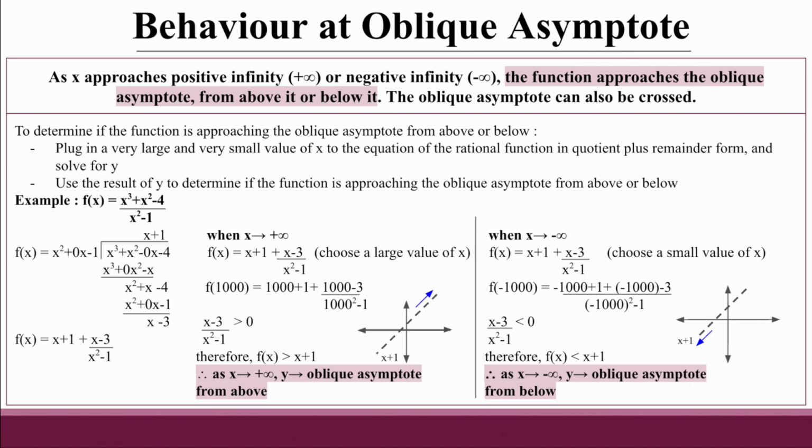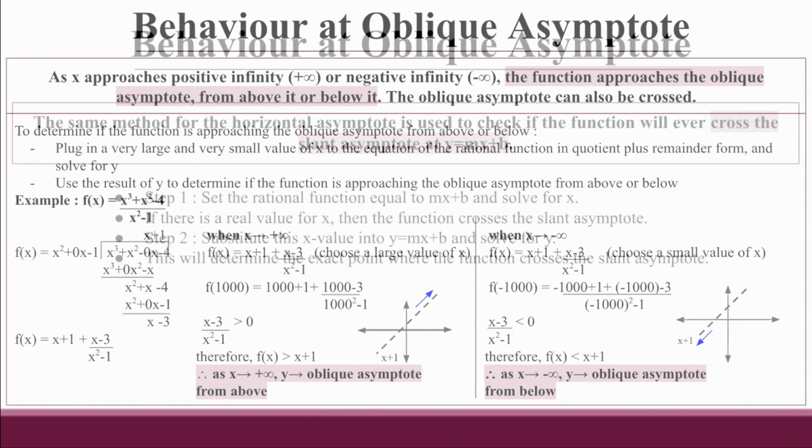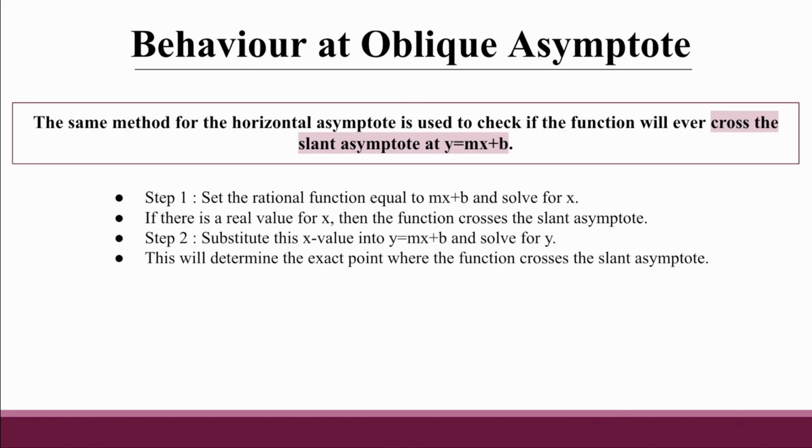With regards to the graph behavior at the oblique asymptote, the same method as with the horizontal asymptote can be used to determine if the graph approaches the asymptote from above or below, as well as to see if the function crosses the oblique asymptote. Please be sure to pause the video if you would like to check the examples to ensure your understanding.